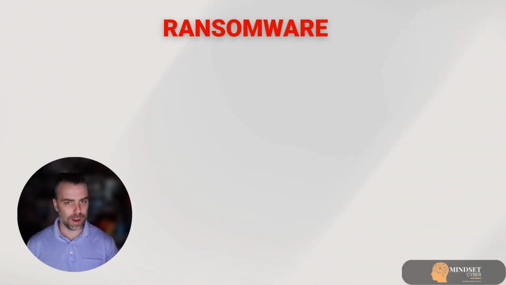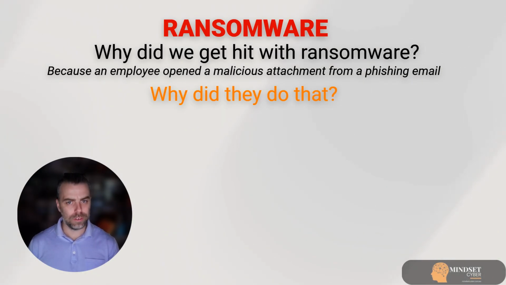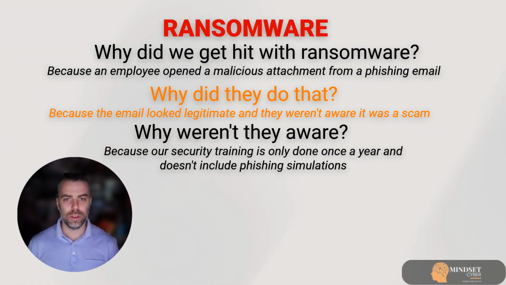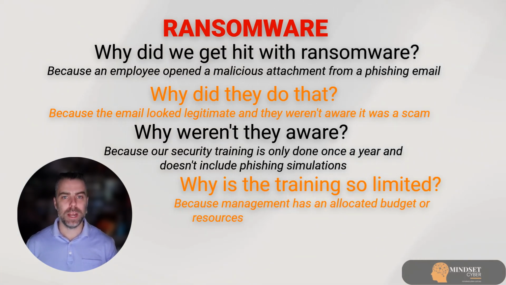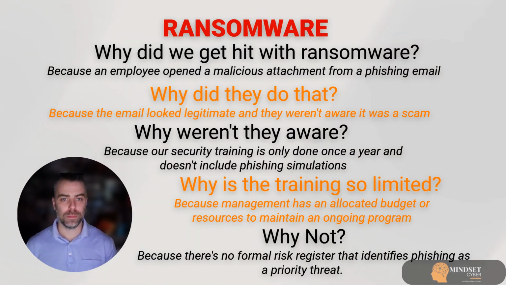Let's say your company is hit with ransomware. The first why. Why did we get hit with ransomware? Because an employee opened a malicious attachment from a phishing email. Why did they do that? Because the email looked legitimate and they weren't aware it was a scam. Why weren't they aware? Because our security training is only done once a year and doesn't include phishing simulations. Why is the training so limited? Because management hasn't allocated budget or resources to maintain an ongoing program. Why not? Because there's no formal risk register that identifies phishing as a priority threat.